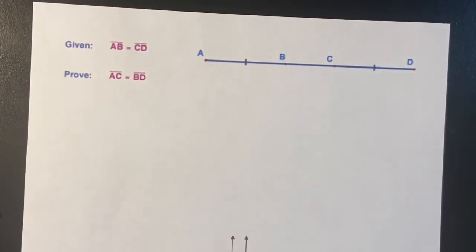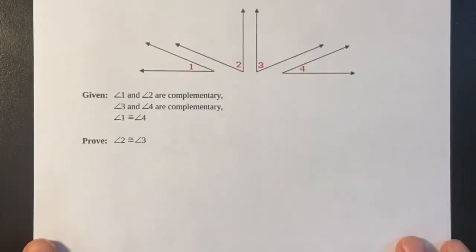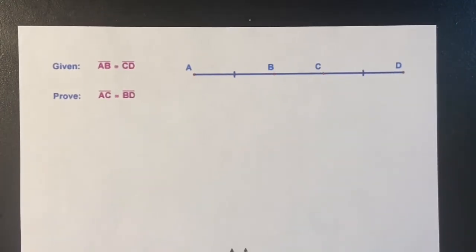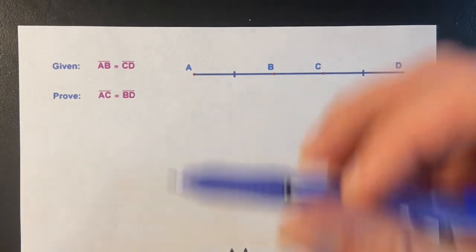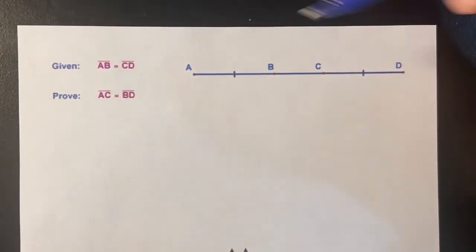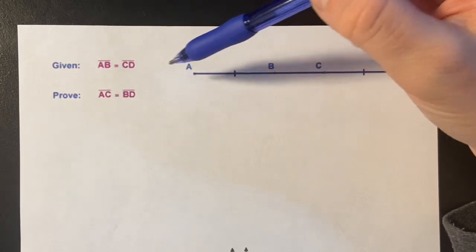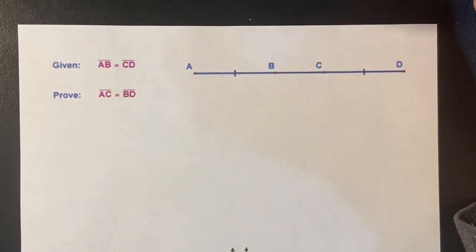All right, we're going to continue our discussion on two-column proofs. Today's primary focus is segment addition and angle addition. It's going to be a banger. We're going to do two of them. So let's start out with this segment-looking guy. We're given this picture, and we're also given that AB is congruent to CD.